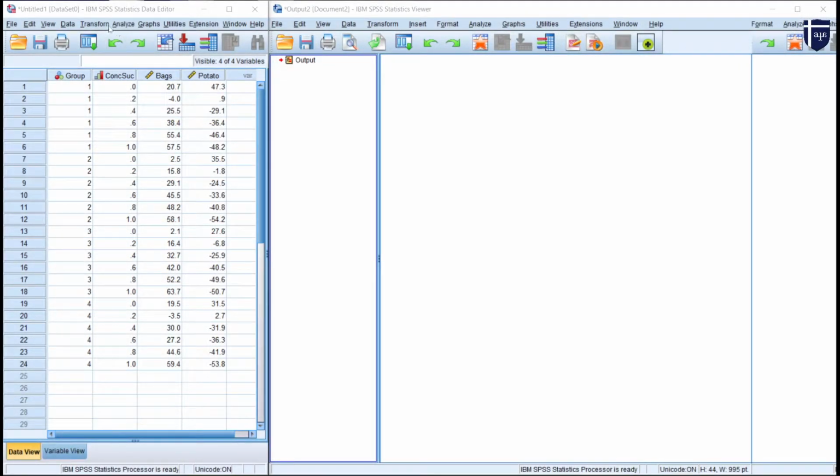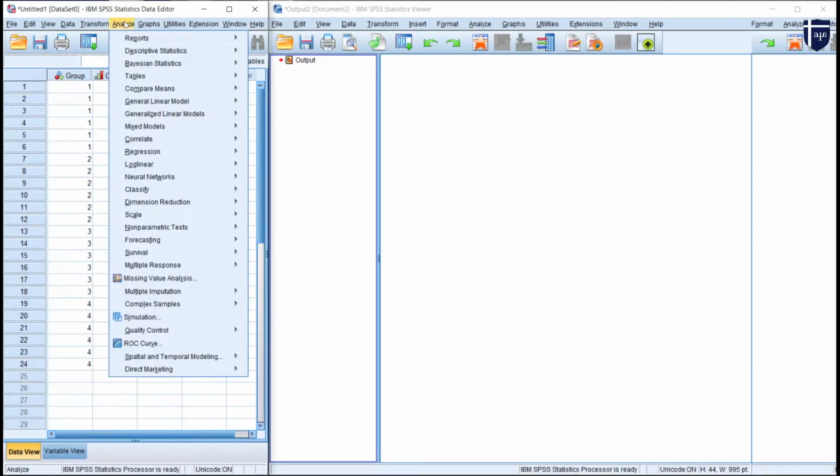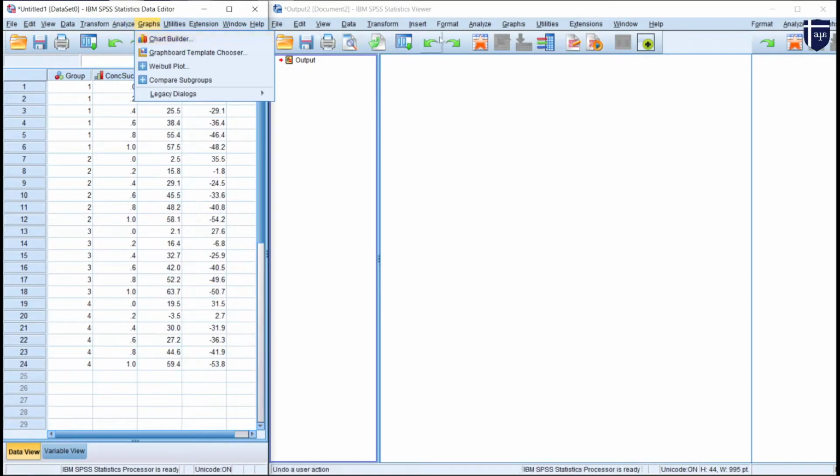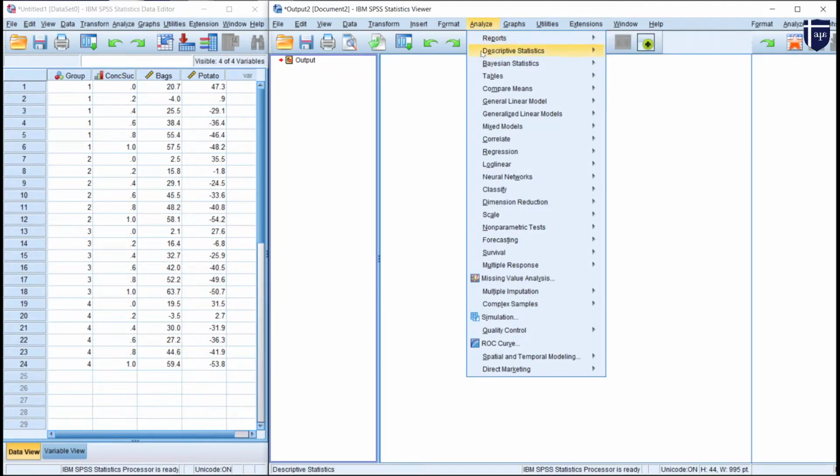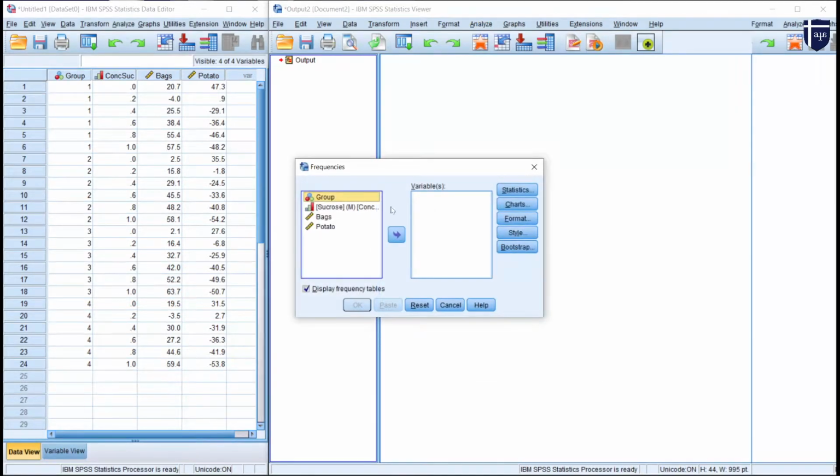So the first thing that you want to do is analyze, and you could do this on either window. You can come over here and do Analyze also. We're going to do Descriptive Statistics, and we can look at the frequencies. We can do these both at the same time, but for clarity, I'm going to only do one at a time. We're going to do bags. Put that over as a variable.